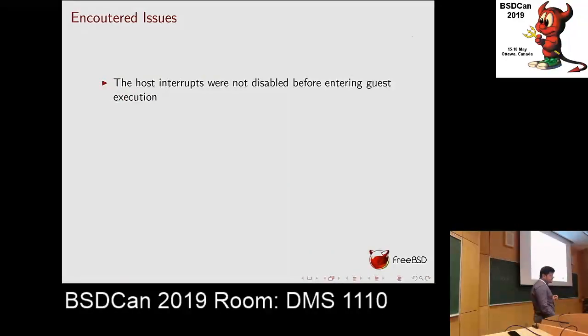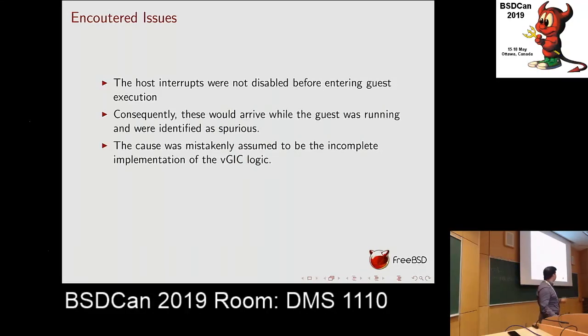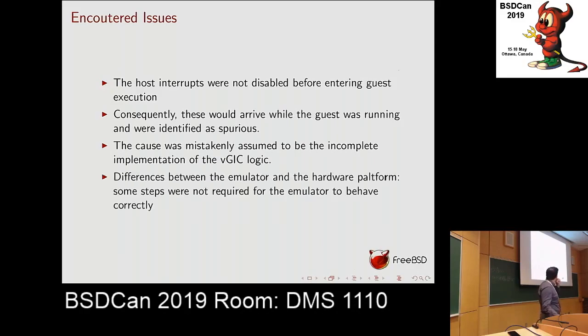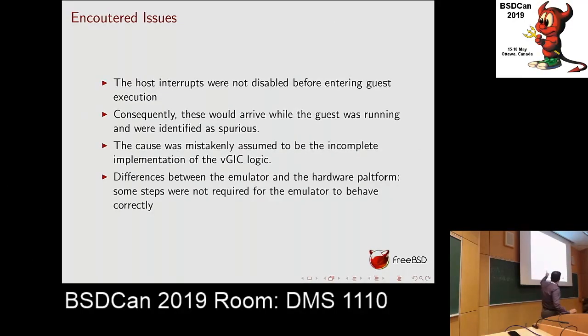Another issue was with interrupts. The host interrupts weren't disabled before entering the guest. And in the guest, we were seeing a lot of spurious interrupts. We were thinking that there was a problem with the VGIC logic, but the problem was that we didn't disable the host interrupts. The interrupts that were addressed to the host were ending up in the guest, and the guest didn't know about them. And again, we had differences between the emulator and the hardware platform. Some steps were not required for the emulator to behave correctly. So the emulator is a subset, let's say, from a hardware perspective. Okay, these were the issues.